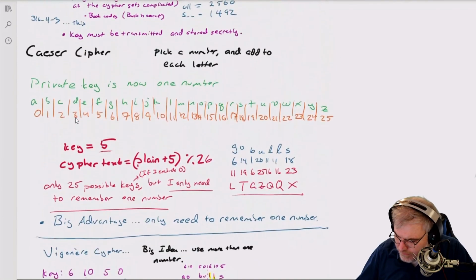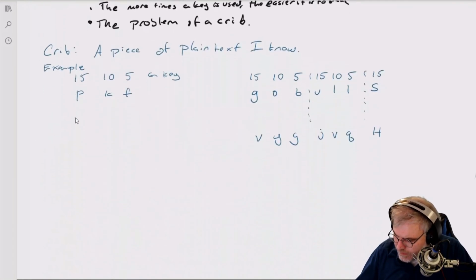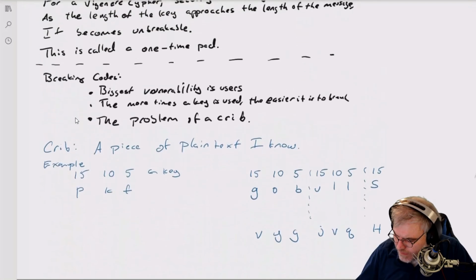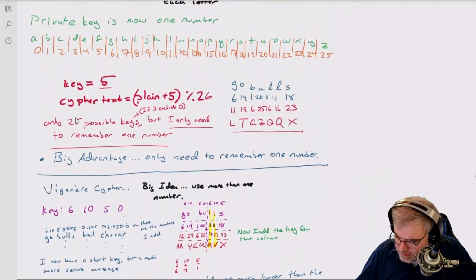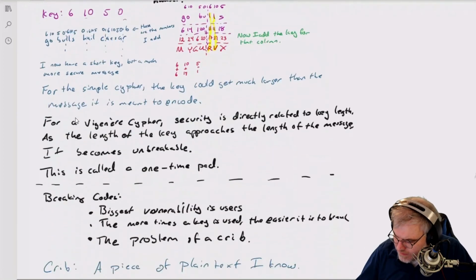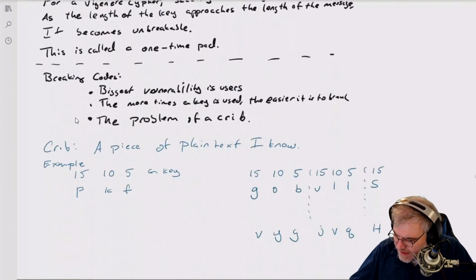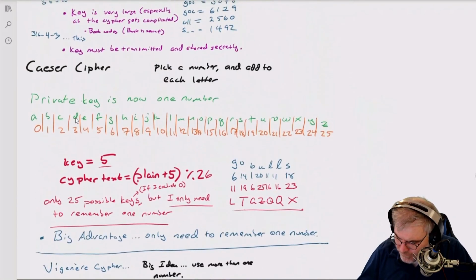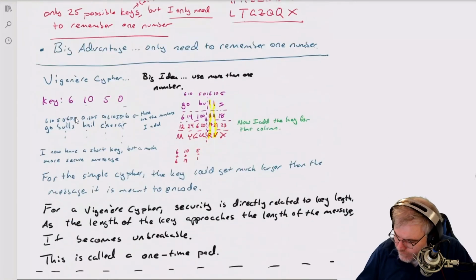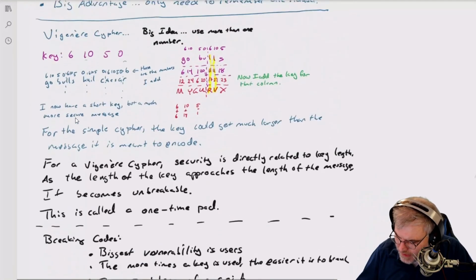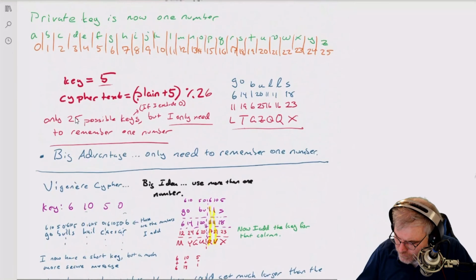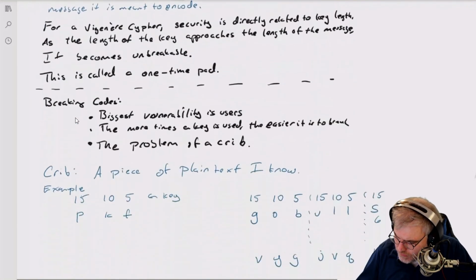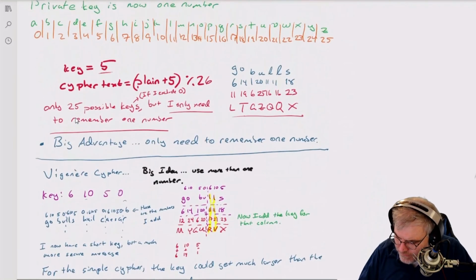Okay, so let's just make sure we're using the same number basis. My number for S was 6. If I add 15 to 6, I get what? So 1, 2, 3, 4, 5, 6. I should have gotten V. Why did I get H? Let me guess, it's going backwards.